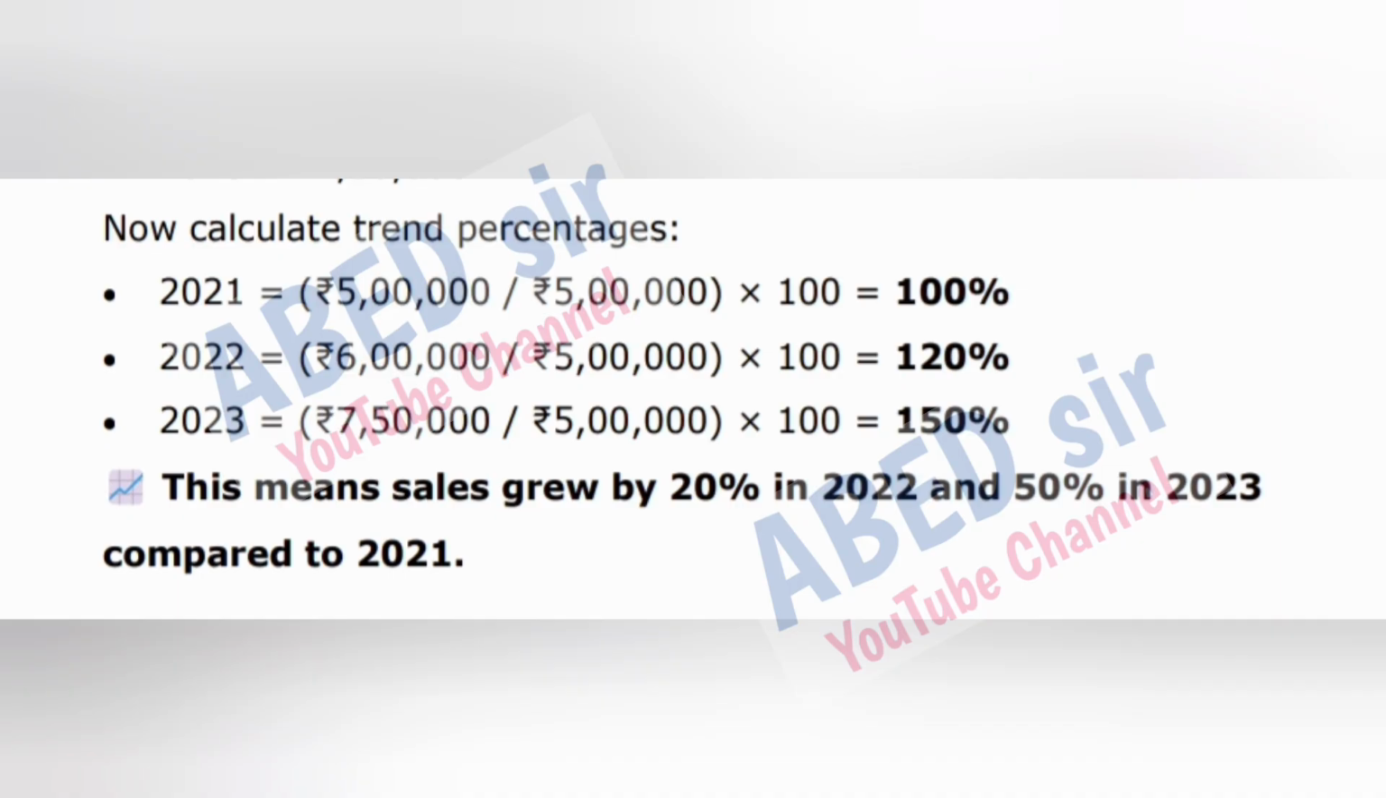2022 is equal to 6 lakh rupees divided by 5 lakh rupees times 100, is equal to 120%. 2023 is equal to 7 lakh 50,000 rupees divided by 5 lakh rupees times 100, is equal to 150%. This means sales grew by 20% in 2022 and 50% in 2023 compared to 2021.